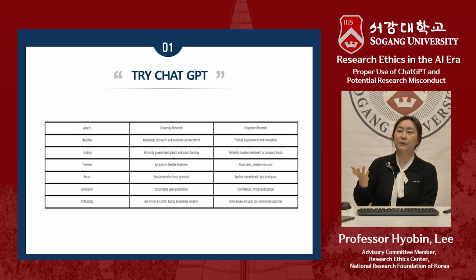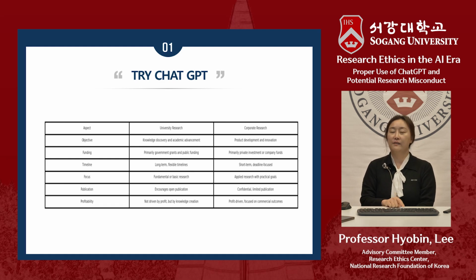I input the articles related to the difference between university research and corporate research, and I said, why don't you make a table for me? And that's what it makes. So if you look at the aspects: objective, funding, timeline, focus, publication, profitability, I did not say you should divide or categorize it that way. ChatGPT just read the articles, and then divided it that way.